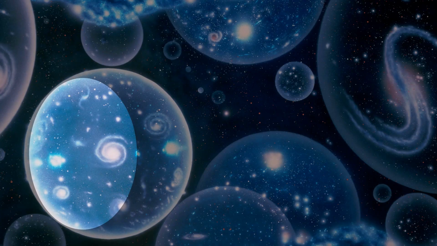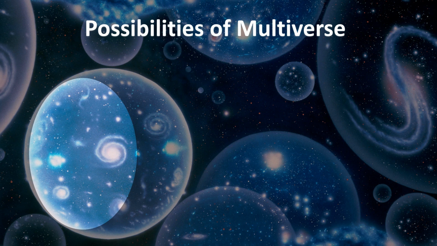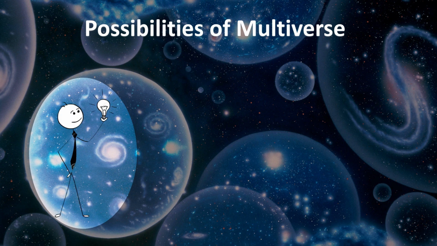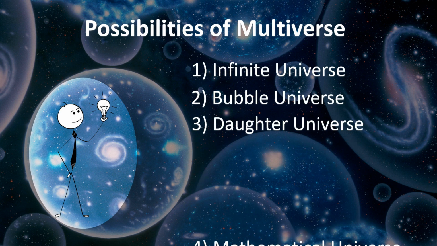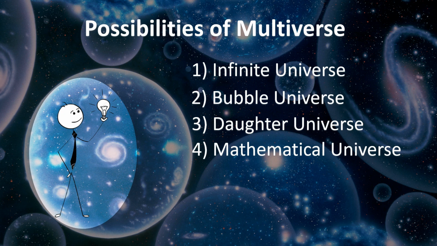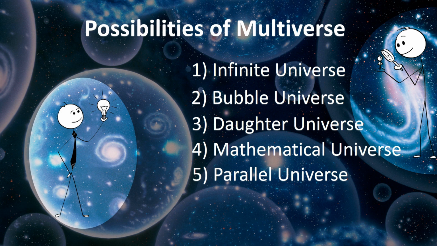First, we look at the possibilities of a multiverse. There are a few possible scientific theories suggesting we live in a multiverse: infinite universe, bubble universe, dot universe, mathematical universe, and the one we talk about, parallel universe. So far, scientists have found few pieces of evidence for parallel universes.